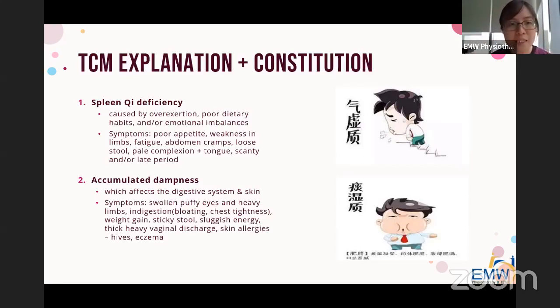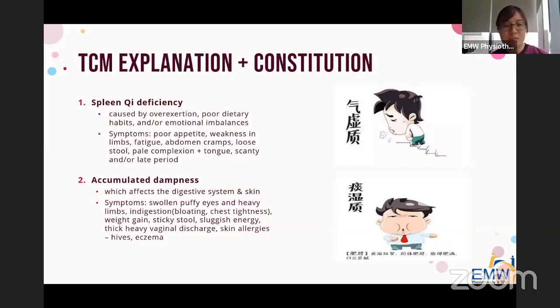Okay, so moving on, like I said, if there is prolonged spleen qi deficiency in the body, there would also be accumulated dampness because the digestive function is not being carried out properly. So it affects both the digestive system and the skin. So remember the connection of your lung, and your spleen governing the skin. So the symptoms you would experience would be like swollen puppy eyes and heavy limbs because of the retention of this dampness. We call it the turbid fluid in the body.